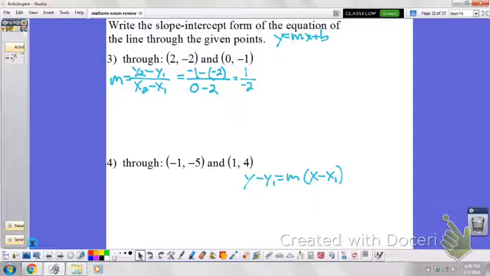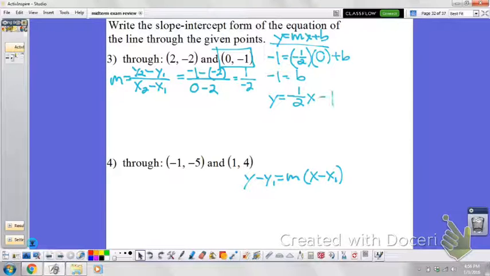So I'm going to use my slope and one of these points, and I'm going to substitute into my y equals mx plus b equation. Since I have a 0 in this point, that's just going to be an easy one to use, so I will use that point. So I have y equals mx plus b, but my y value is negative 1. My slope is negative 1/2. With negative 1, I have an x value of 0, and I'm left with plus b, and that's what I'm solving for. So negative 1 is equal to negative 1/2 times 0, which is 0, plus b. So b is equal to negative 1. So that gives me, for my equation, y is equal to negative 1/2 x minus 1.